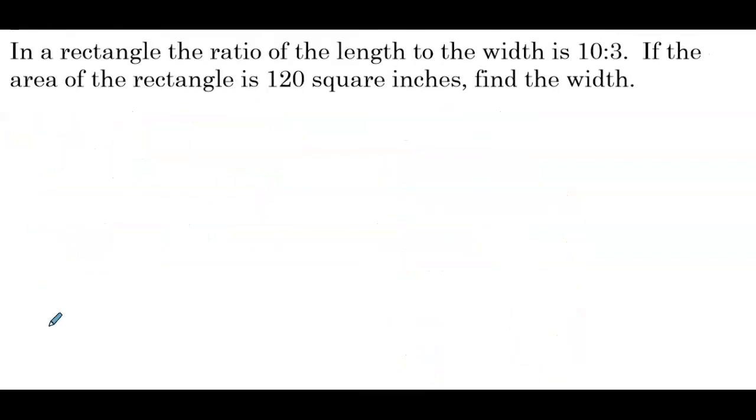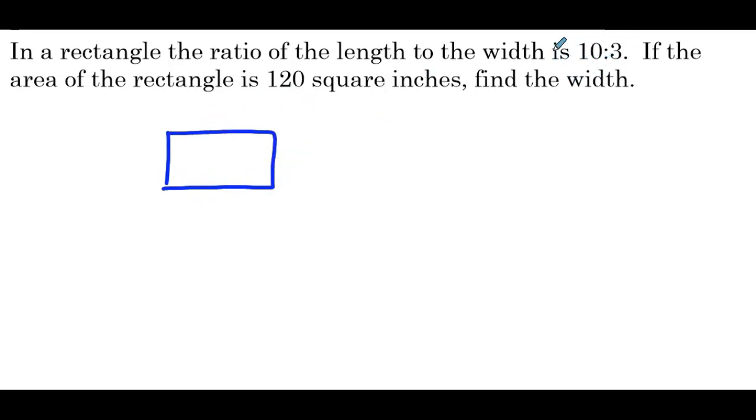Perfect. Next up, in a rectangle, the ratio of the length to the width is 10 to 3. If the area of the rectangle is 120 square inches, find the width. Okay, so again, we have a rectangle. Now they've given us the ratio.